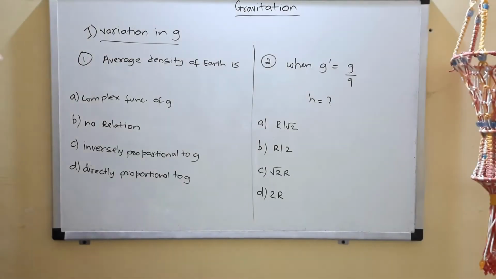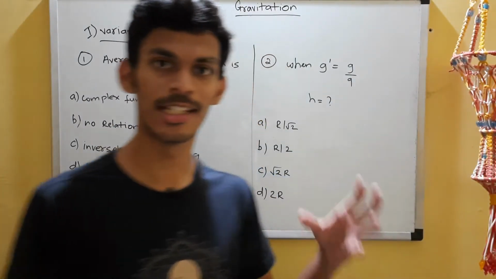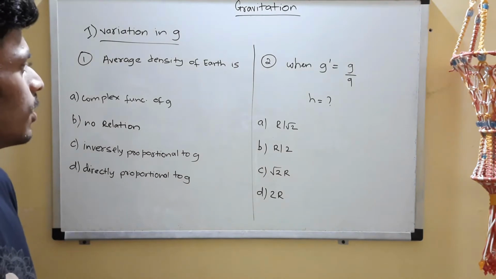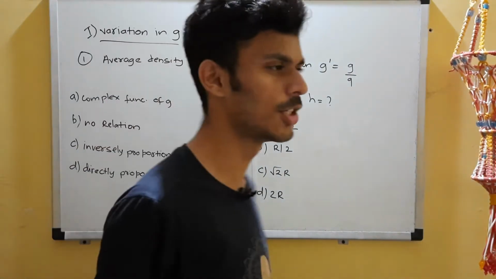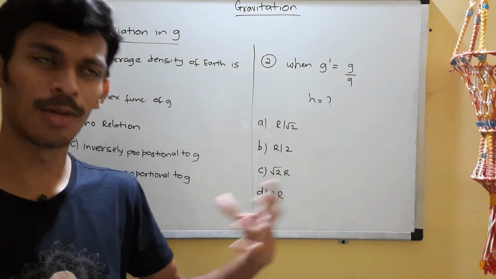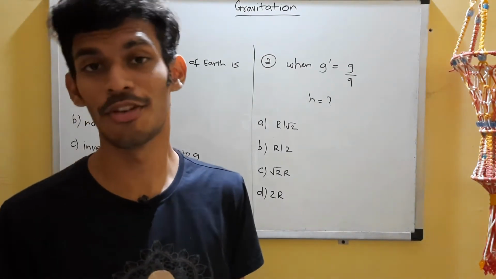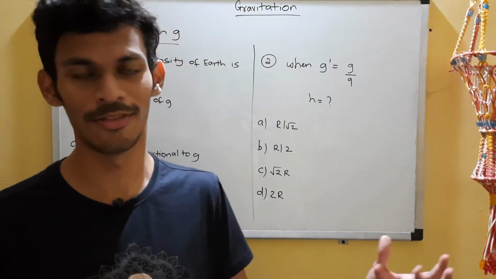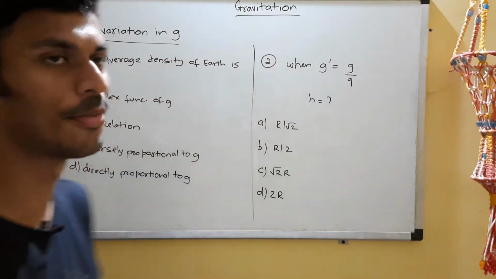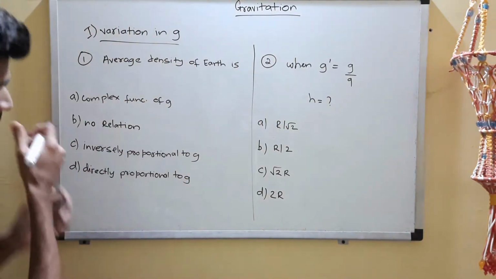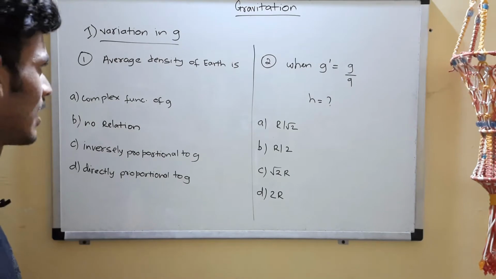So let us begin our discussion today with the topic variation in acceleration due to gravity. I know the first topic that I mentioned was universal law of gravitation, but the questions there are pretty straightforward and formula based, so it will be just a waste of time to discuss those type of questions. So let's directly start with variation in acceleration due to gravity.